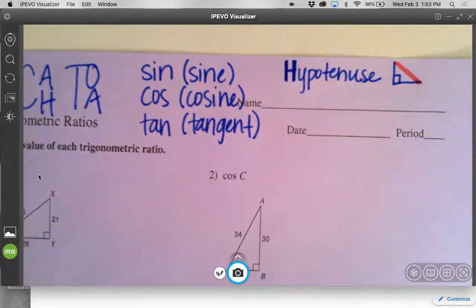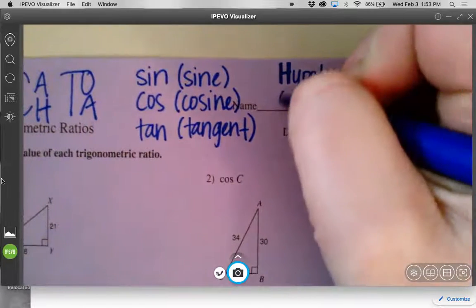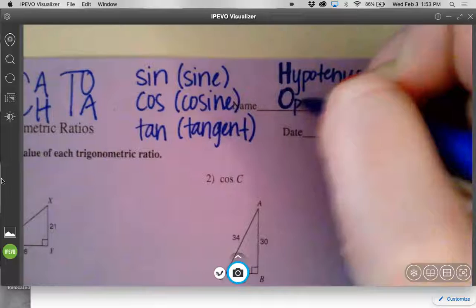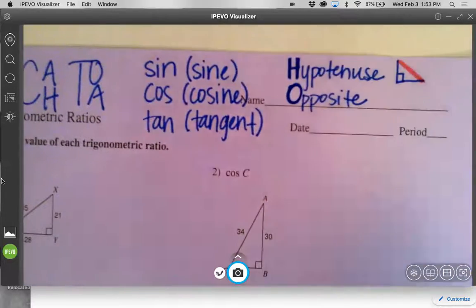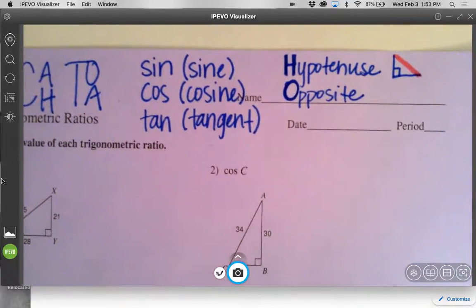So sine, cosine, tangent, hypotenuse, opposite. And you might remember opposite from when we talked about opposite sides and opposite angles back at the beginning of the year. The opposite sides and opposite angles were as far away from each other on the triangle as you could get. The opposite side would never ever touch that corner of the angle that we're using.